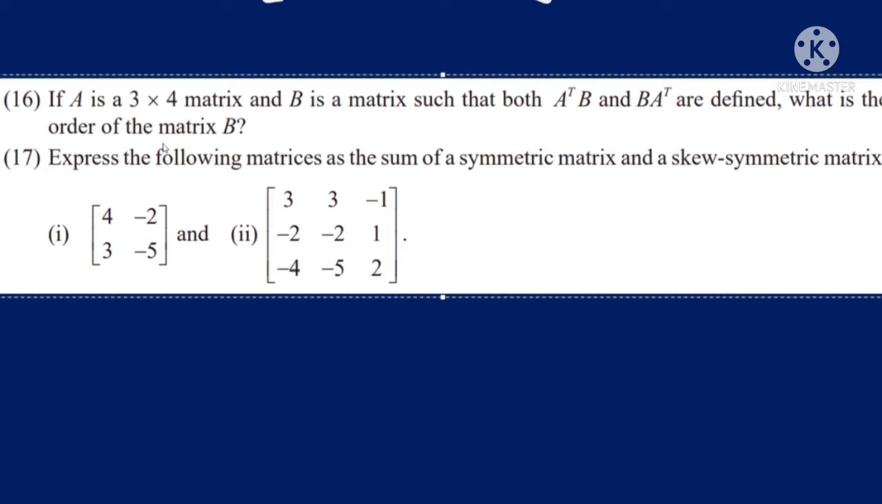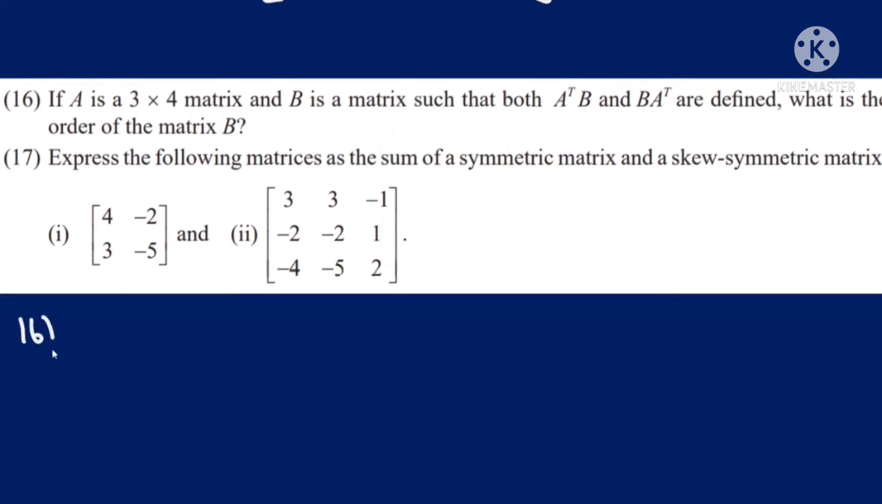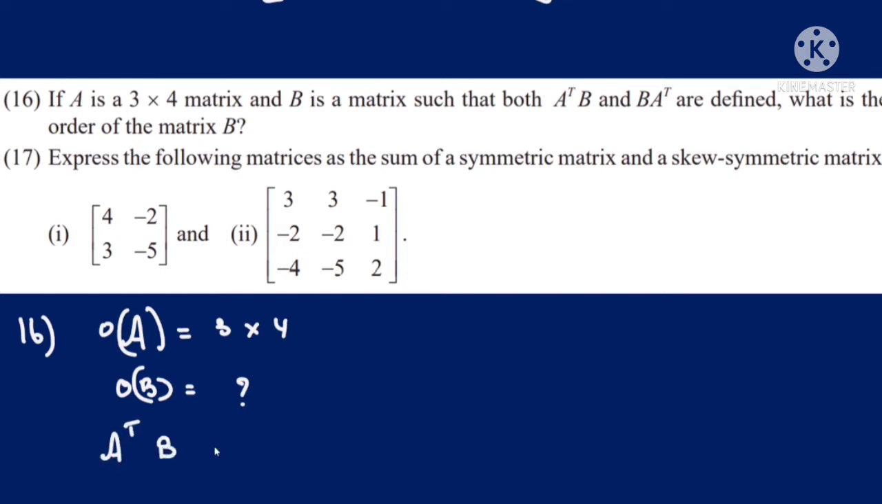If A is a 3 by 4 matrix, B is a matrix such that both A transpose B and B A transpose are defined. What is the order of the matrix B? See, A matrix order is given as, what is the order of A matrix? 3 by 4. B matrix we don't know. Order of B, what is the order of B is the question. A transpose B is defined. A product A transpose B is defined.